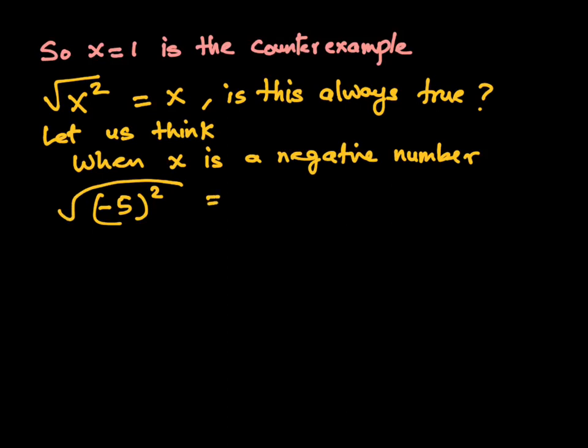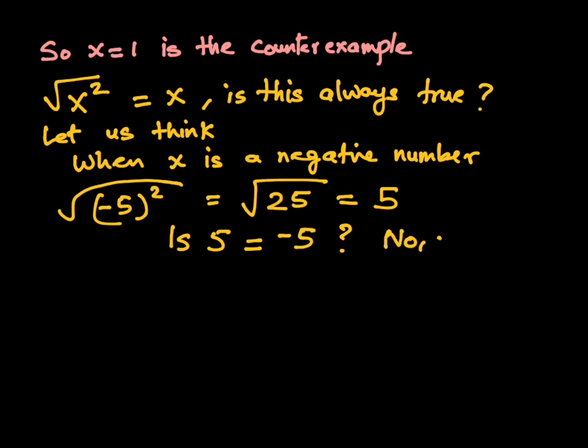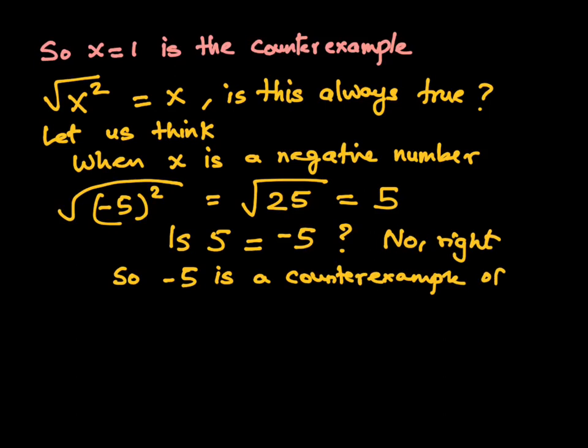In this case, let's say it's negative 5. If you do negative 5 squared, you get 25, and the square root is 5, right? Now, is 5 equal to negative 5? No, right? So that means the conjecture is false. Why? Because if x is any negative value, it is not going to be true. So x equal to negative 5 is a counterexample. So the square root of x squared equal to x is not going to be true always. Okay?